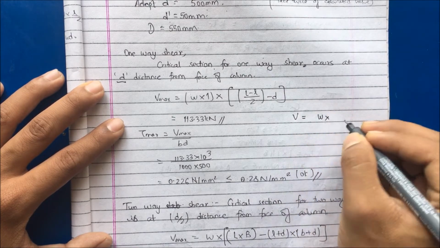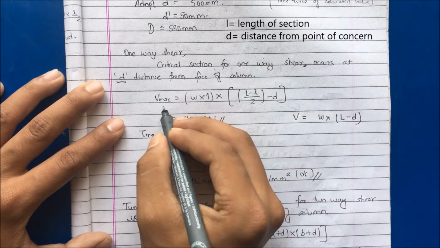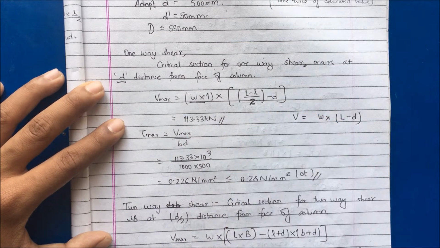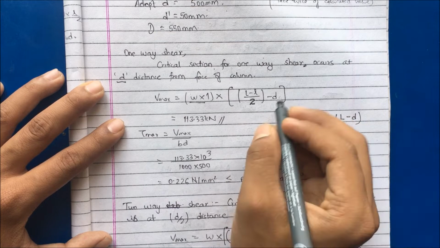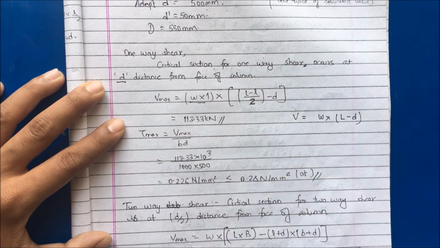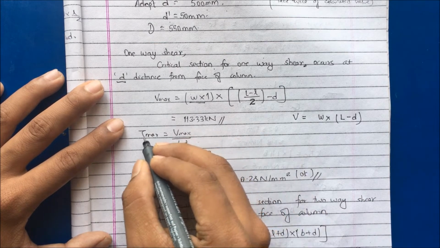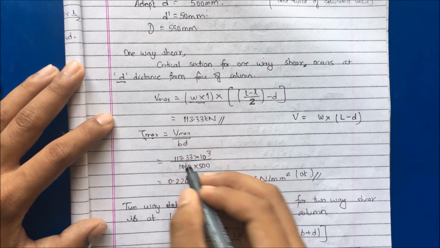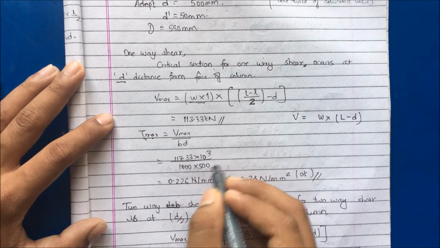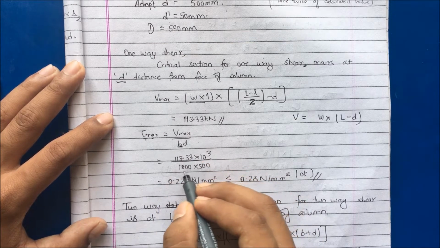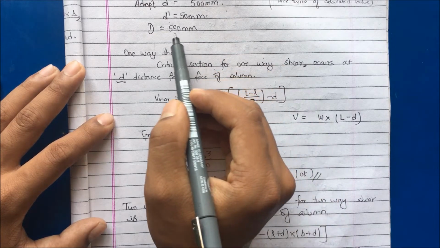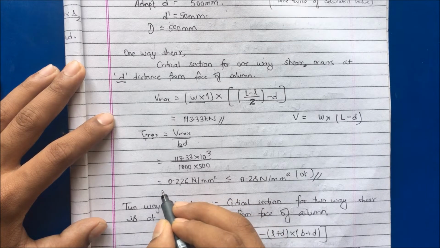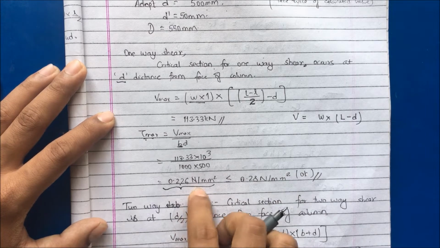The shear force for a UDL is V is equal to W into L minus d. Again it is the weight per unit length into L minus L by 2 minus d. Now substitute the values correspondingly, then we get Vmax is equal to 113.33 kilonewton. Similarly, tau max is equal to Vmax by b d. This is the maximum shear stress. Vmax by b d is 113.33 into 10 to the power 3 Newton divided by 1000, taking a 1 meter section, into 500. Don't get confused with the overall depth. So taking the effective depth, we get this value as 0.226 Newton per mm square. This is the maximum shear stress acting on the footing.